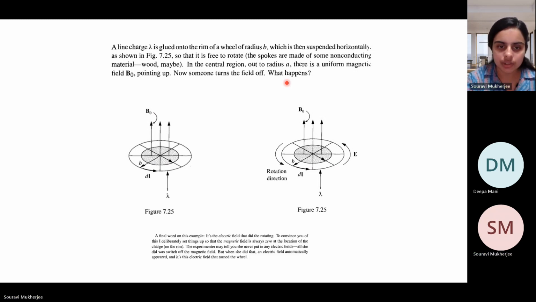Okay, so it is the electric field that does the rotation, and you can see that while there is no magnetic field here, it's typically the induced electric field that is doing all the work. Okay, and that comes up because your magnetic flux has changed.